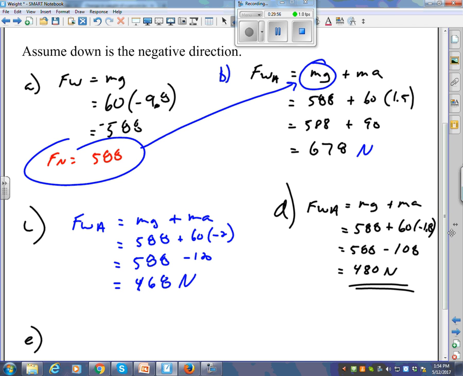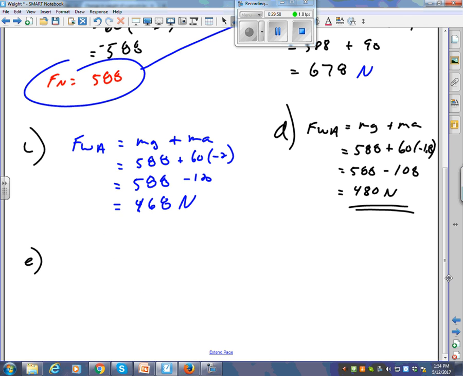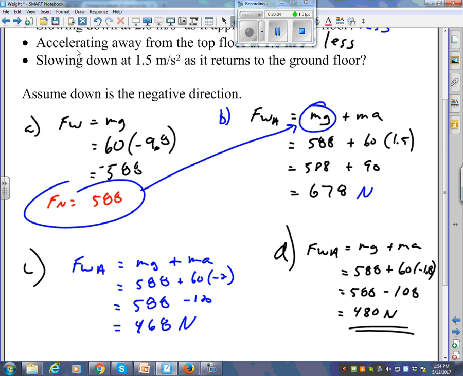Okay, let's look at E. What's happening in E, Brandon? Slowing down at 1.5 as it returns to the ground floor. So you're getting near the bottom of the elevator and you're feeling heavier.